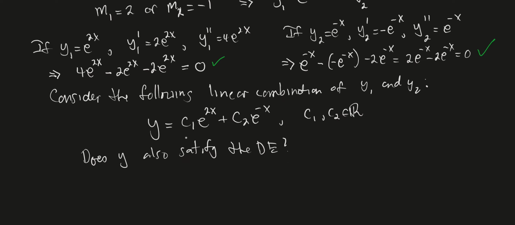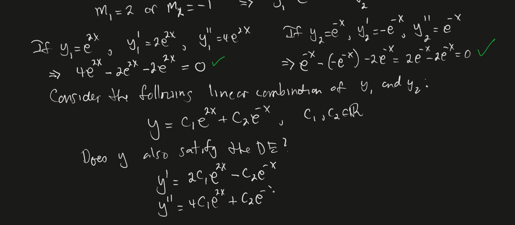Well, let's write down what the first derivative of this would be. So this will be 2c1 e to the 2x. And then this will be minus c2 e to the negative x. Just remember that we have to use our chain rule each time. The second derivative will now be 4c1 e to the 2x, and then plus c2 e to the negative x.